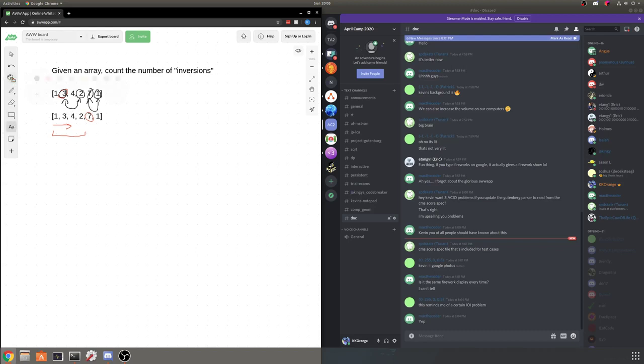So maybe if I get a more complicated example, something like this, for example, then you know that, I'm going to make this mistake every time, aren't I? Then you know that for this 3, all the numbers that make an inversion with it to its left are the numbers that are bigger than it. So 5, 7, and 9. And not 3 because it's equal.